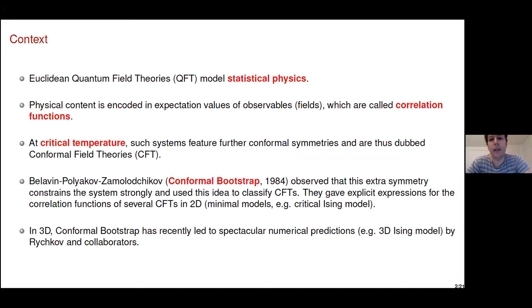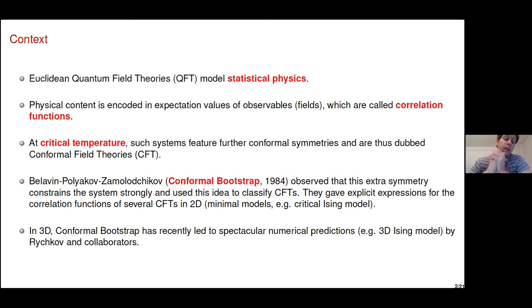When you look at statistical physics at critical temperature, they're expected to be modeled by very specific quantum field theories that are called conformal field theories. And these conformal field theories are just quantum field theories with a certain number of symmetries. In particular, these theories have symmetries when you apply conformal maps to them. So in 1984, there's this very, very important paper by Belavin, Polyakov, Zamolodchikov, who observed that when you look at quantum field theories with extra symmetries, it constrains the correlation functions a lot.